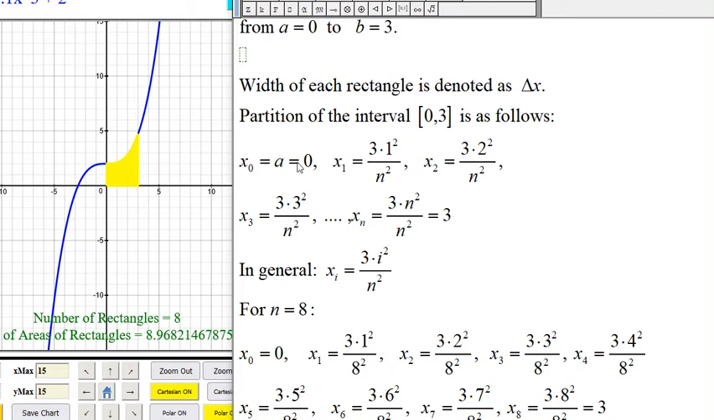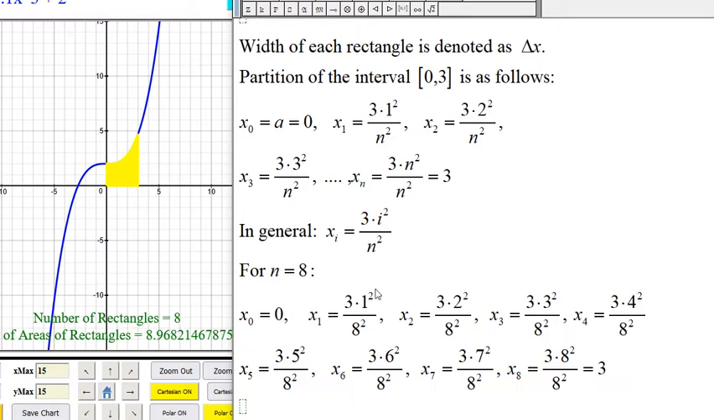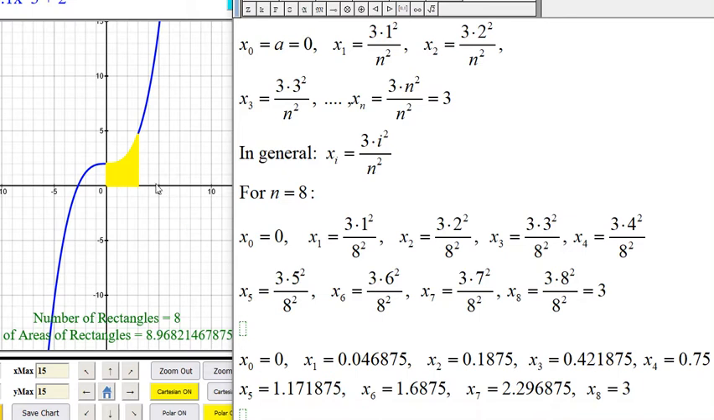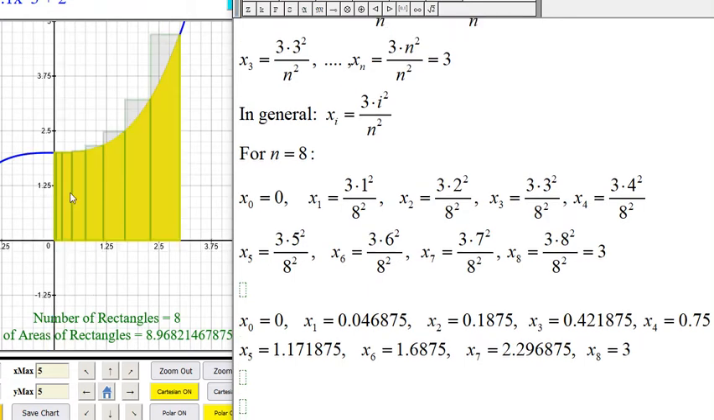And once more, whatever partition we choose, the x sub 0 must be a, and the x sub n must be b, so b is 3. And therefore, with this type of partition, in general, x sub i is 3 times i squared divided by n squared. And again, n squared is the number of rectangles. And so let's say we have 8 rectangles. We'll fill this shaded region with 8 rectangles. And so now the shaded region is filled with 8 rectangles.